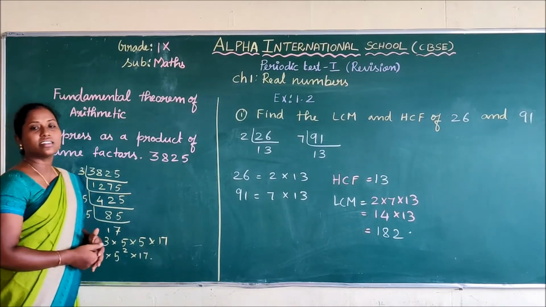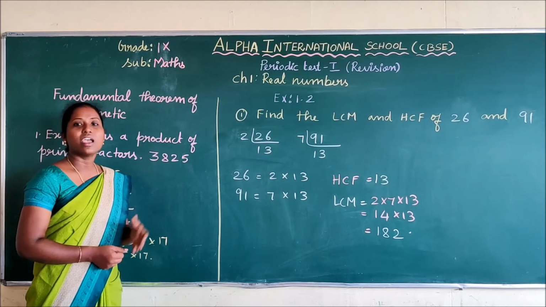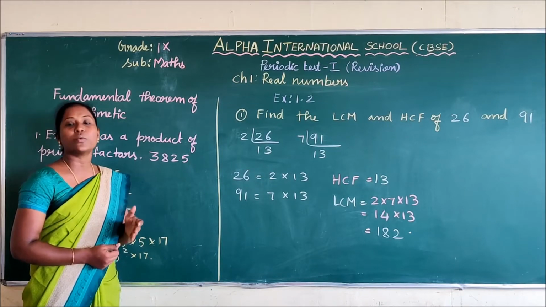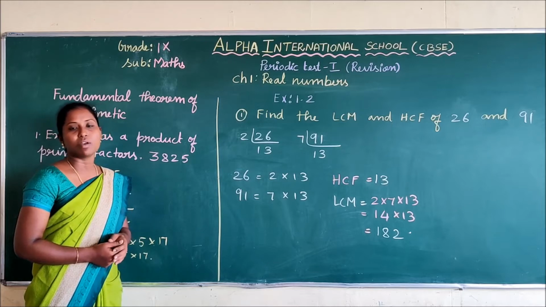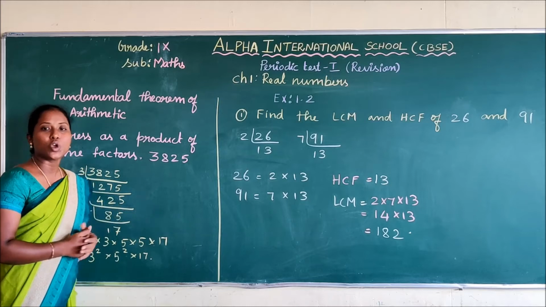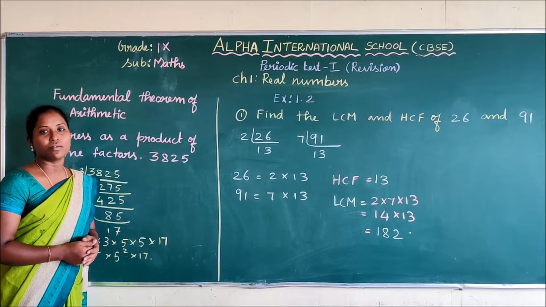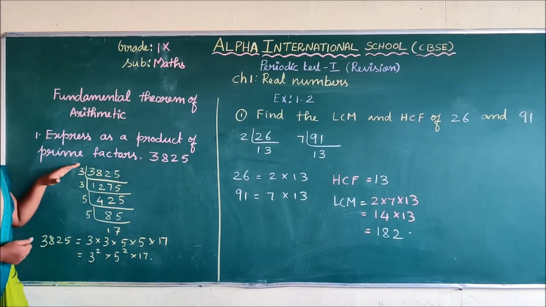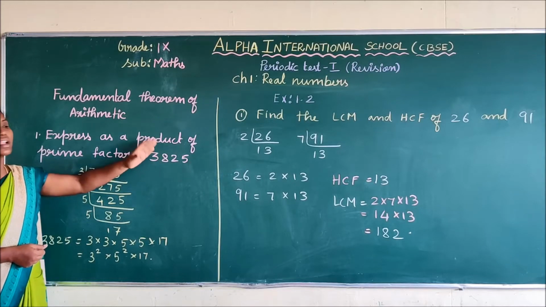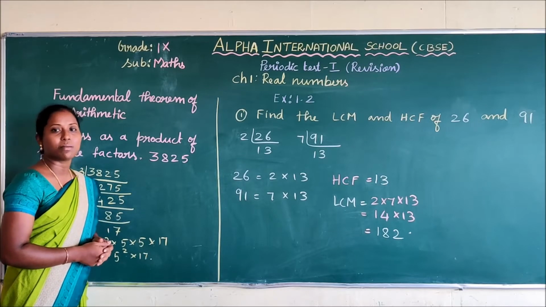So the second exercise in real numbers is based on the fundamental theorem of arithmetic. What is the fundamental theorem of arithmetic? Any composite number can be expressed as a product of prime factors in a unique way. That is the fundamental theorem of arithmetic. The exercise problems are based on it only. Based on the problems in the exercises, you are going to find the prime factors for the given composite number and how to find the LCM and HCF of two given numbers using the fundamental theorem of arithmetic.